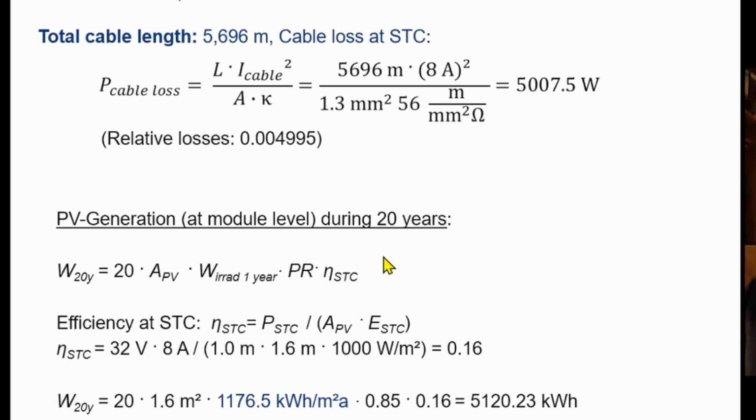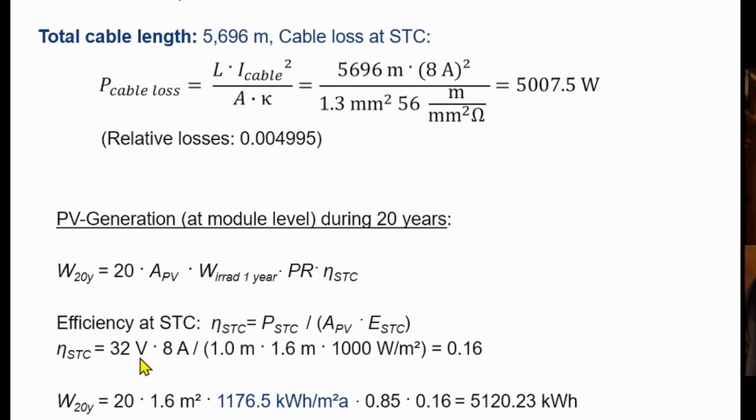Then the PV generation during that time period. So we have 20 times, and this is not the cross-section area, this is the area of our PV power plant, and W irradiated in 1 year. So this is the irradiance arriving on our power plant during 1 year. That's a performance ratio of 0.85. And this is the conversion efficiency of our module under standard test conditions. Let's calculate that quickly. That is the power under standard test conditions divided by the area divided by the irradiance under standard test conditions.